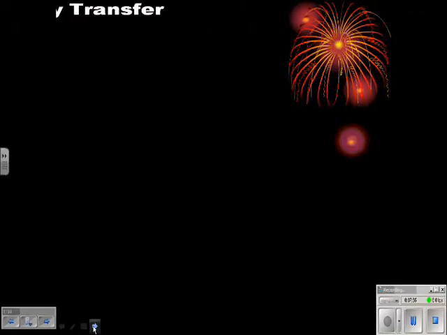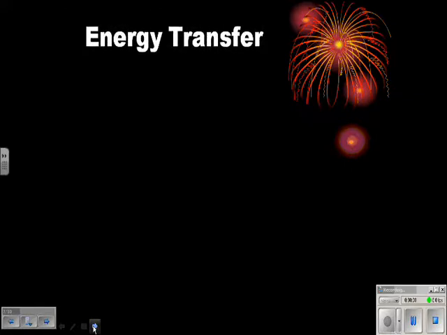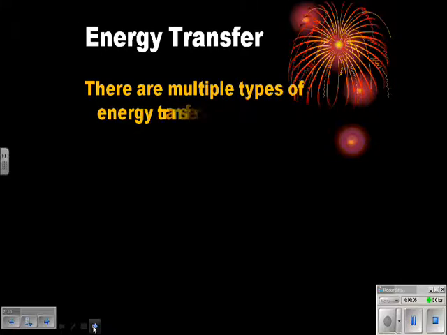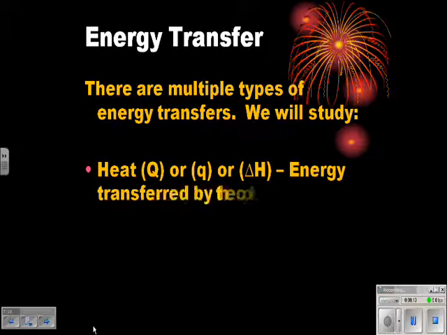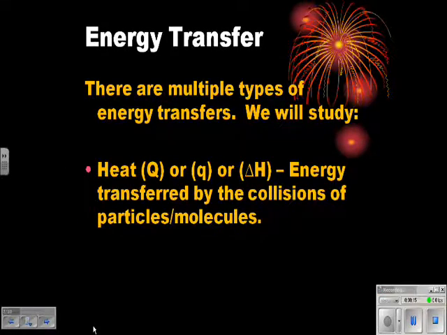Now, a couple of other quick things. Energy transfer is going to be something else that's really important to be able to discuss. There are a lot of different ways that energy can transfer. One of the most important ones that we're going to discuss is heat. Notice as you see heat's definition popping up here that it has a bunch of different symbols: a capital Q, a small q, or a delta H. We'll have a specific time to use each one of those symbols, but the definition of heat is the energy transferred by the collisions of particles or molecules.